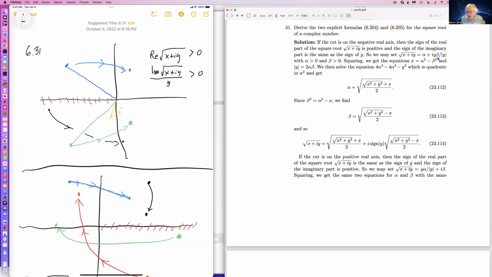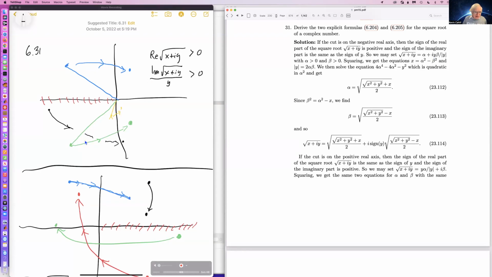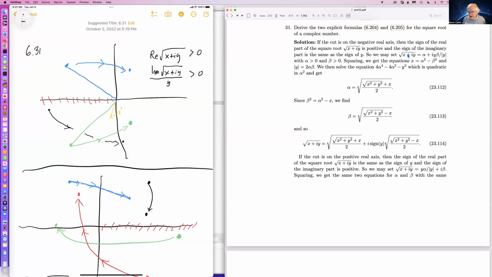So then we can write the square root of x plus iy as a positive alpha, positive beta, and then a ratio of y over absolute value of y. That means it has the same sign. The imaginary part of the square root of x plus iy has the same sign as y. So this is the picture, and these are the equations, namely, this is equal to alpha plus i beta y over absolute value of y, with alpha and beta positive. Well, if you square this equation, you get x equal to alpha squared minus beta squared, and the absolute value of y is 2 alpha beta. So then in this equation, you substitute for beta. Beta is absolute value of y over 2 alpha.